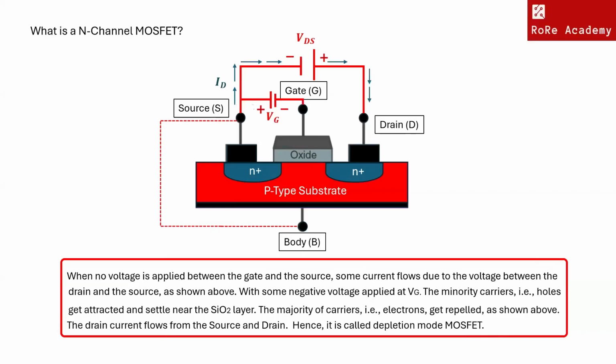Hence, the more negative the applied VG, the lesser the value of the drain current ID will be. The channel nearer to the drain gets more depleted than at the source, like in FET, and the current flow decreases due to this effect. Hence, it is called depletion mode MOSFET.